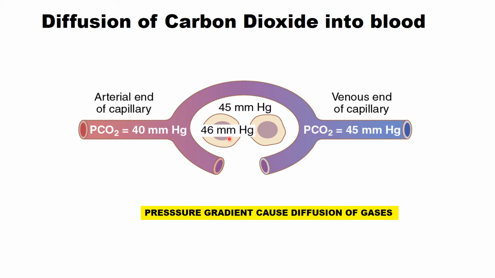So we start with the transport of carbon dioxide, and the first step is diffusion of carbon dioxide into the blood. We know that tissue cells constantly produce carbon dioxide by the various metabolic processes occurring in the cell, and as you can see here, the partial pressure of carbon dioxide in the cell is 46 millimeters of mercury. So this carbon dioxide produced in the cell will then diffuse into the interstitial spaces, and it will diffuse against a pressure gradient of 1 millimeter of mercury.